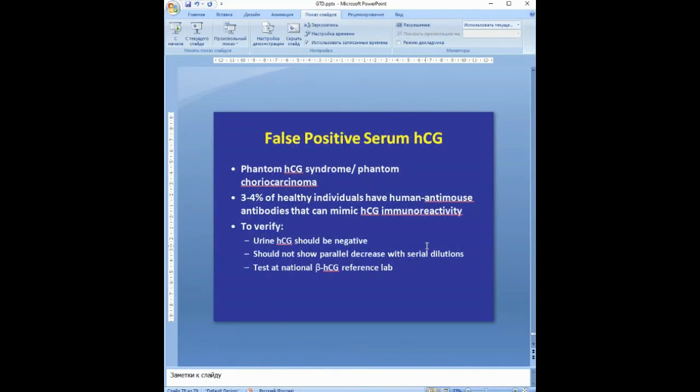False positive serum HCG, phantom HCG syndrome, phantom choriocarcinoma. 3 to 4% of healthy individuals, my friends, have human anti-mouse antibodies that can mimic HCG immunoreactivity. To verify it, it is necessary to control urine HCG, which should be negative, and which should not show parallel decrease with serial dilution. It is also necessary to test these patients at national beta HCG reference laboratories.